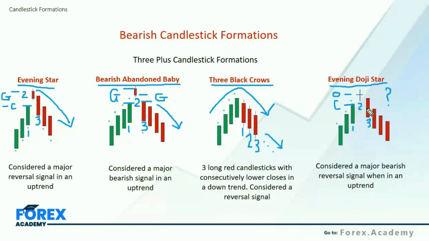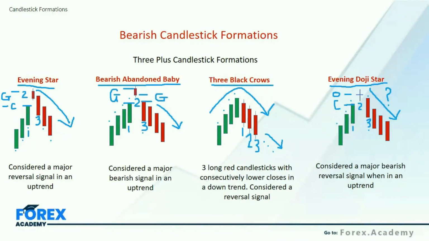In which case, if we see candlestick number 3 start to move to the downside, then that, for all intents and purposes, signifies a significant reversal signal in what was an uptrend. So it is considered a very, very major bearish reversal signal when we identify it in an uptrend. So prices have to be moving to the upside. We need to see the evening doji star, and then we need to see price action look to reverse, and then that can give us some fantastic opportunities to the downside.